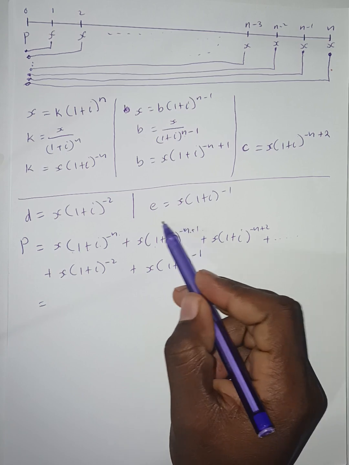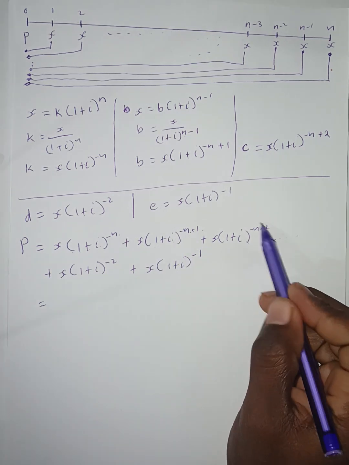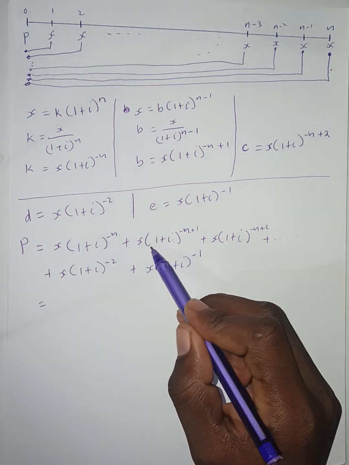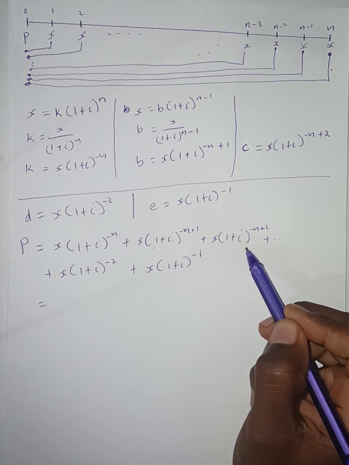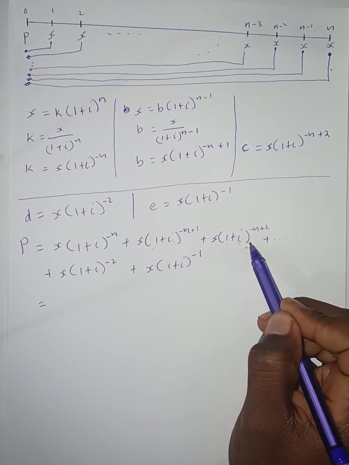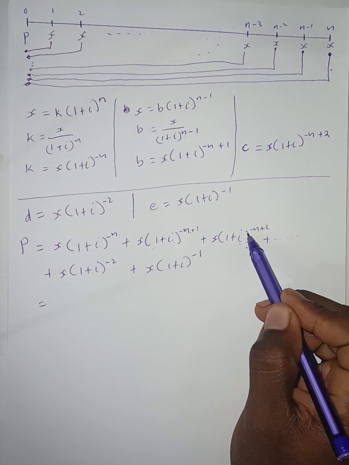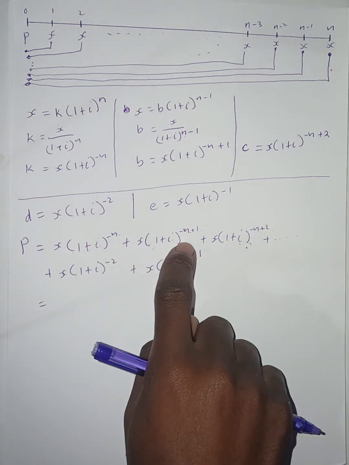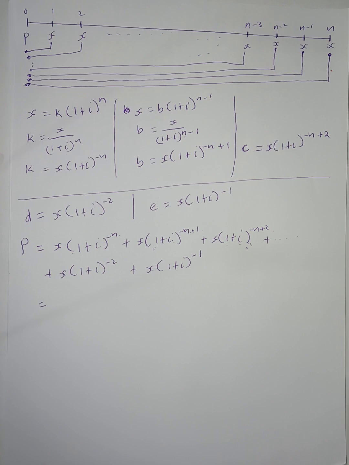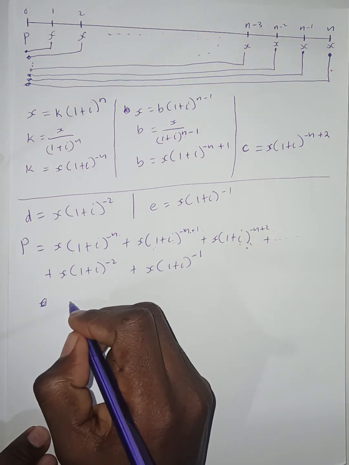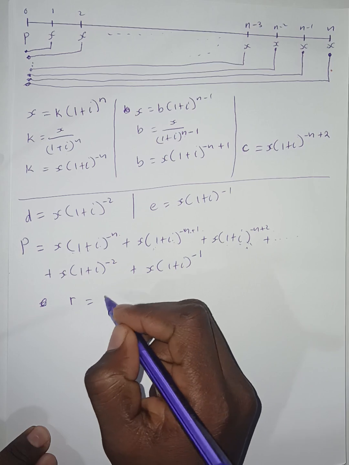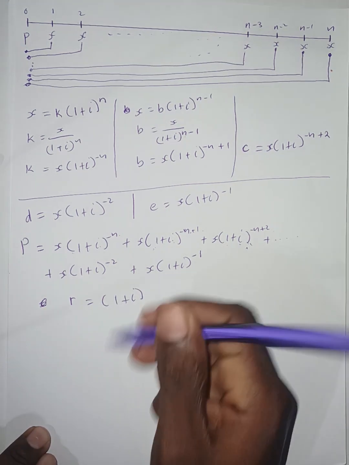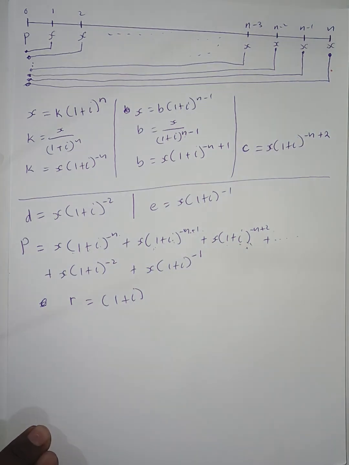Again, from that term to the next one, the exponent increased by one. From T2 to T3, I must have multiplied by 1 plus i, and that's why it became negative n plus 2. So to move from one term to the other, I'm multiplying by a common ratio, which is 1 plus i. So we know that r is 1 plus i, and this resembles a geometric sequence.